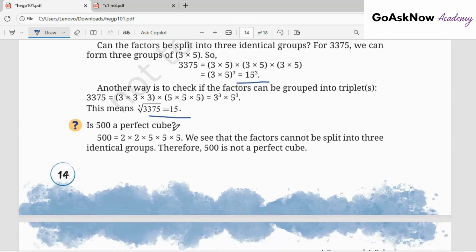Is 500 a perfect cube? 500 is equal to 2 into 2 and 5 into 5 into 5. We see that the factors cannot be split into three identical groups, therefore 500 is not a perfect cube. It is not a perfect cube.